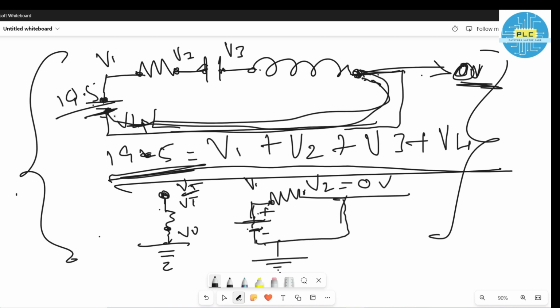Clear? Now we understood what the voltage theory is, and how voltage will divide in a circuit as per the circuit. That I will explain now.